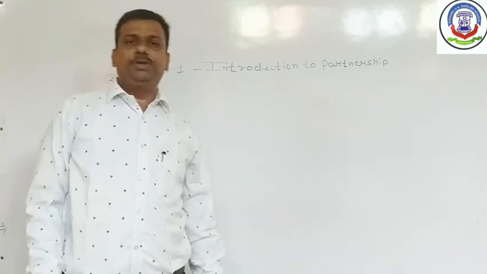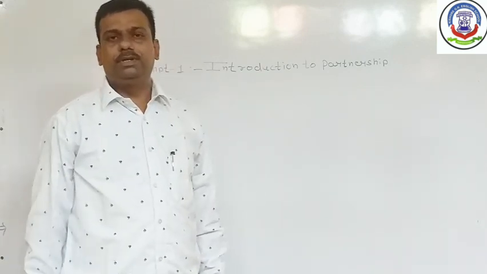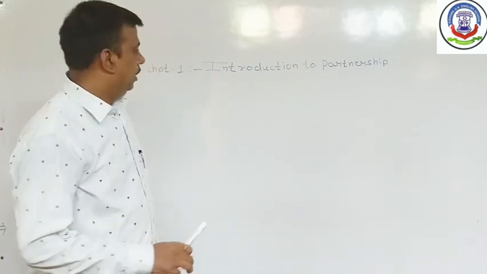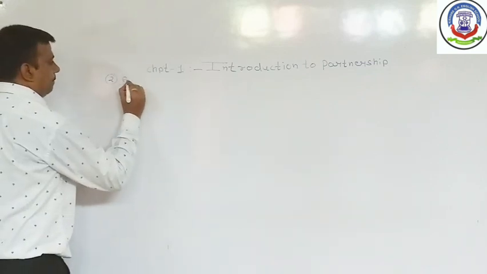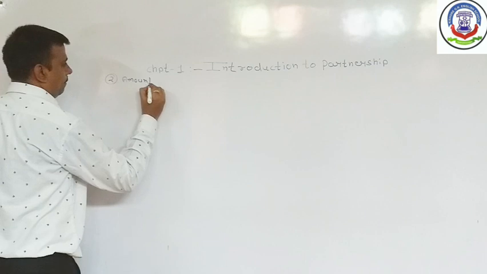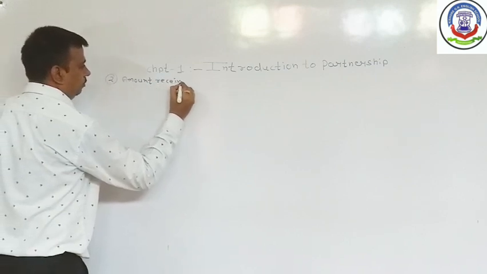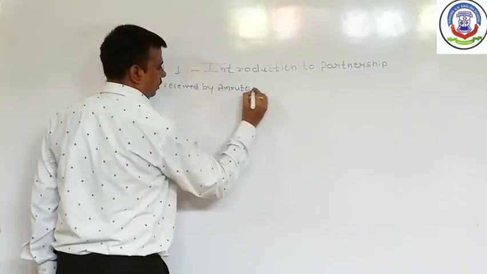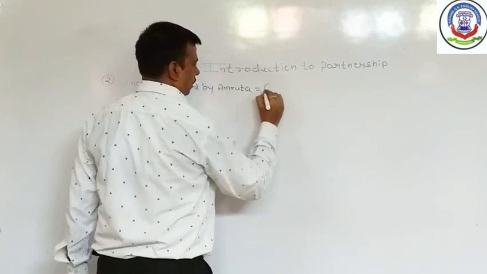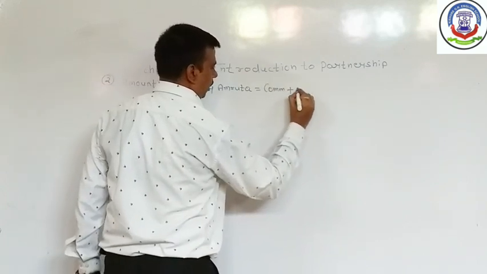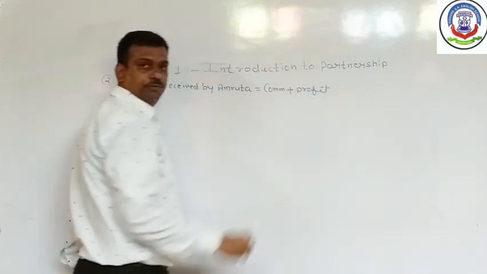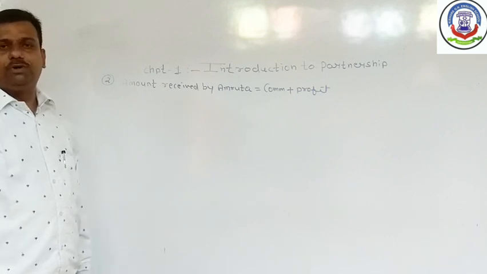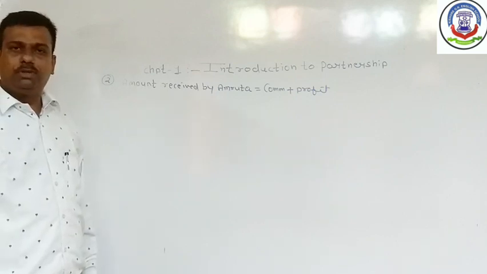When any commission is to be paid to a partner, that partner will receive commission as well as profit from the firm. So the amount received by Amruta equals commission plus profit. Whenever a partner is to be paid commission, that partner gets commission as well as profit from the firm.